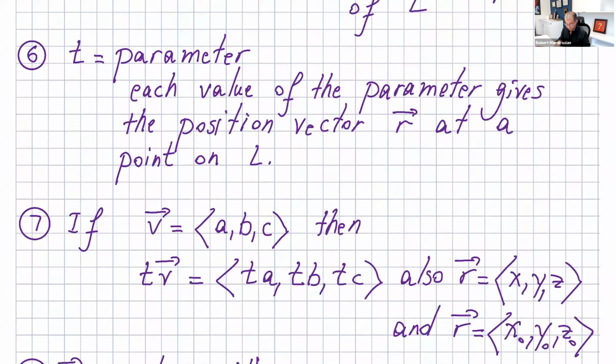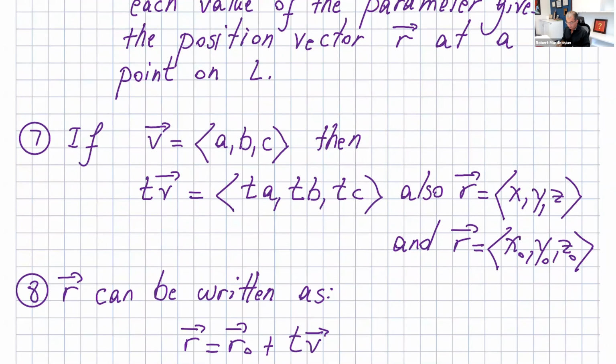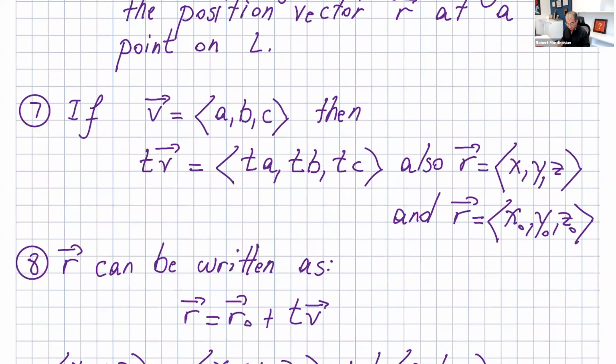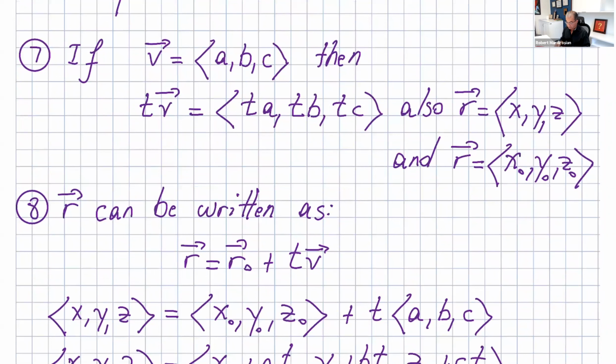Now, if we substitute, tv can be written as that, and we have r. This should be r0, whose components are x0, y0, and z0. Now, let's just substitute into the vector equation, which is here. We said r equals r0 plus t times v.